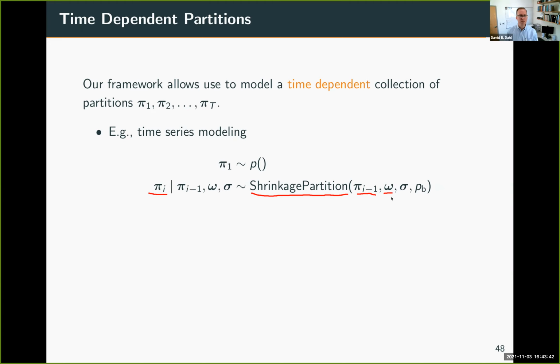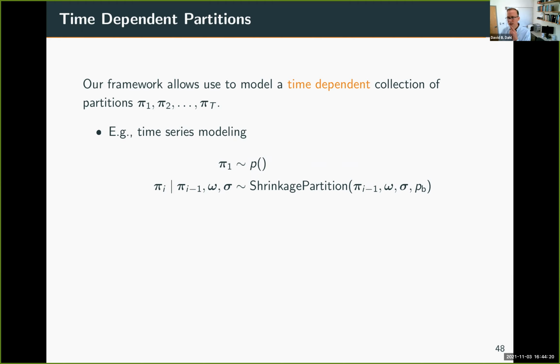If omega goes off to infinity, pi i minus 1 and pi i will be exactly the same. And to the extent that omega is 0, then pi i and pi i minus 1 will be independent and just drawn from the baseline partition distribution. Now, what we use for our original random partition for the first time point could be, for example, the CRP, or it could be any other partition distribution you want to use. And in fact, you could use our shrinkage partition distribution, where you had some guess as to the partition mu.